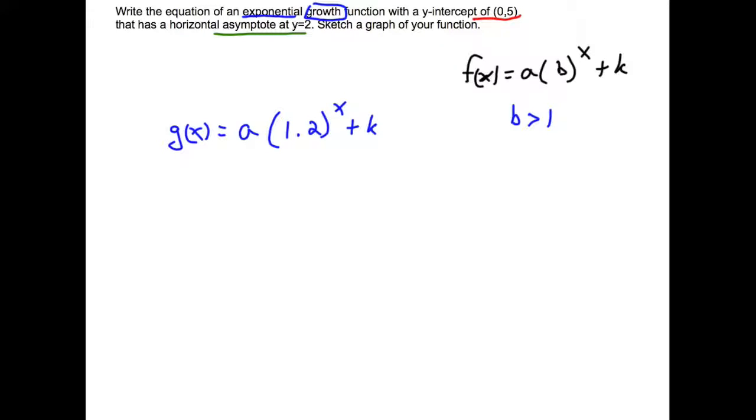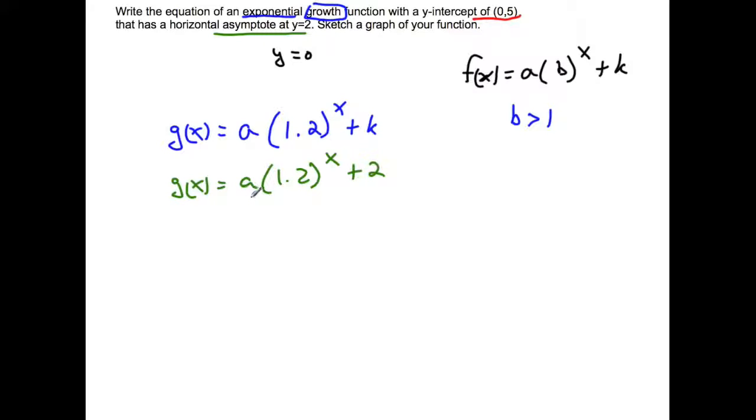The next thing you want to do is try to find out what k is based on our asymptote. Okay, this is kind of like a vertical shift. So we know that for the base function, when k equals 0, the asymptote is at y equals 0. Now it's moved up 2 spaces. So all we have to do is just make k 2. So we get g of x equals a times 1.2 to the x plus 2. All right, we just got our 2. That's going to tell us exactly where our asymptote is.